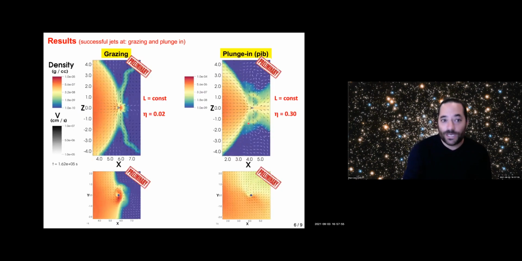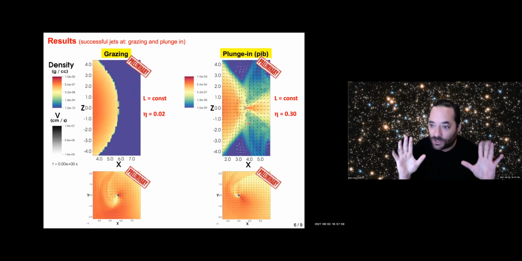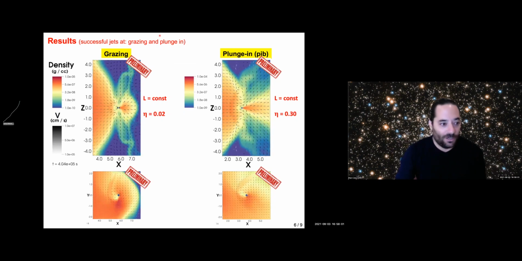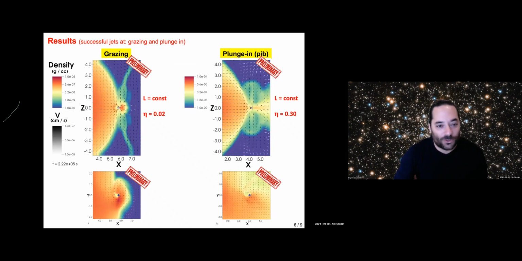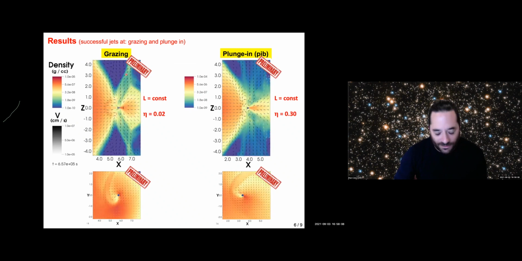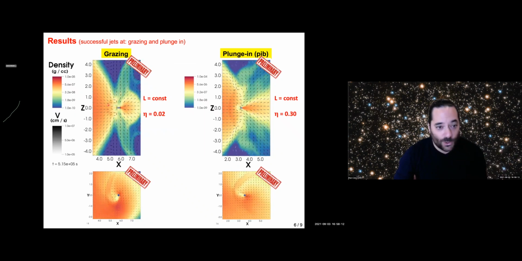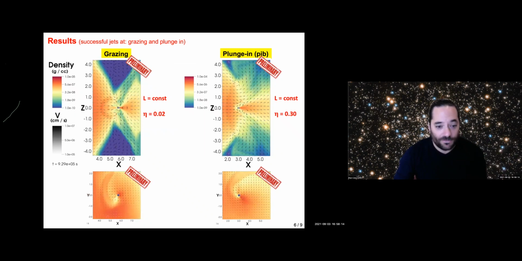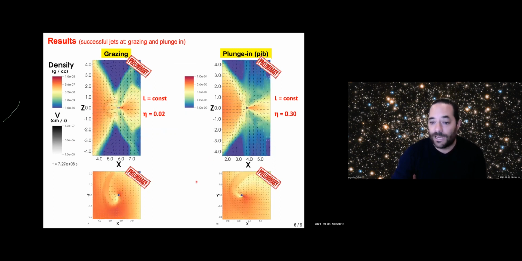Right, so here I'm showing the two representative successful jets. We see the meridional view and the equatorial view when we're in the outskirts, and also when we are at the beginning of the plunging.